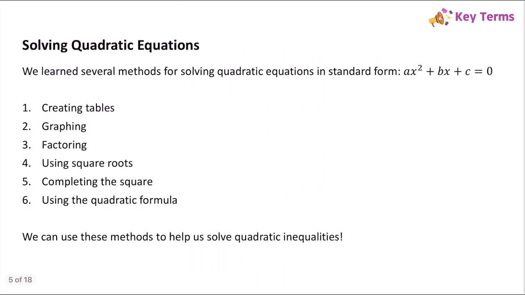So remember, for solving quadratic equations, we talked about several different methods. As long as our quadratic equation was in standard form, ax squared plus bx plus c equals 0, we could use any of these 6 methods. And remember, we adjusted which method to use depending on the form of the equation. So we can also use these methods to help us solve quadratic inequalities.